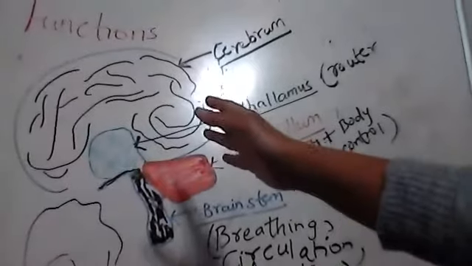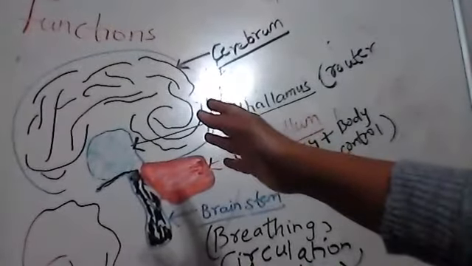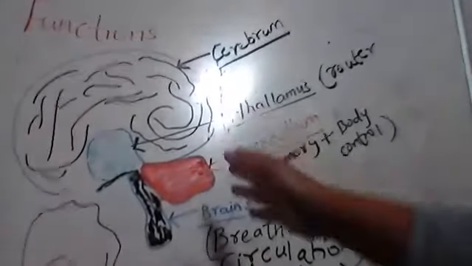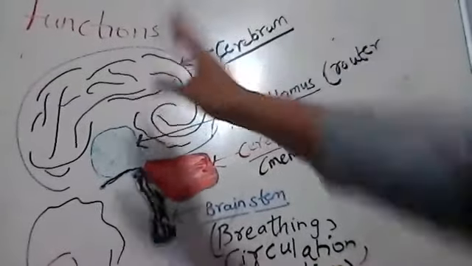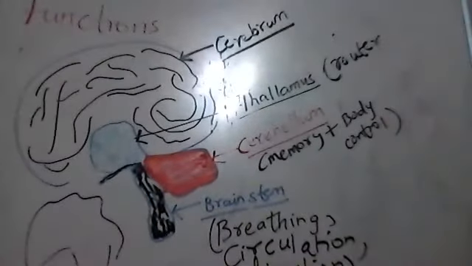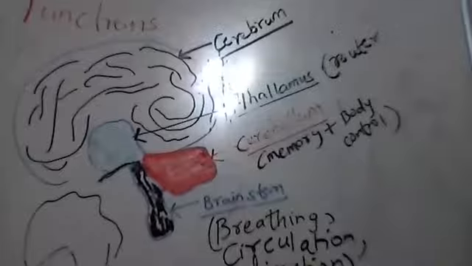So your vision, language, all this response. So now the cerebrum, this whole big cerebrum, is made into 4 types of lobes. Let's study what are the different regions of the cerebrum.